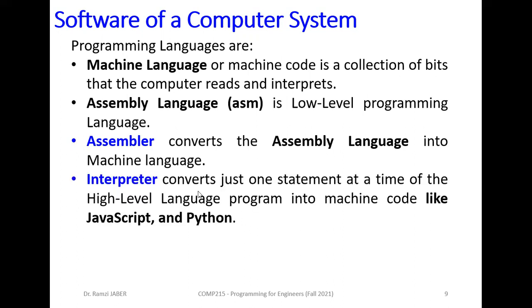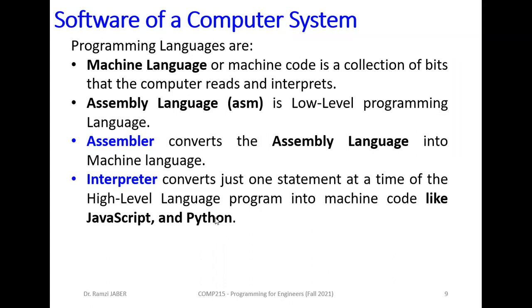We also have something called an interpreter. An interpreter is like an engine or library that converts just one statement at a time of a high-level language program into machine code, like JavaScript and Python. So Python is not a compiler. C is a compiler. Python is not a compiler, it's an interpreter programming language.